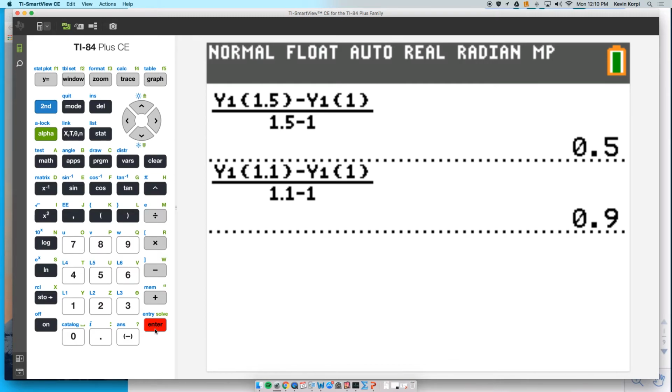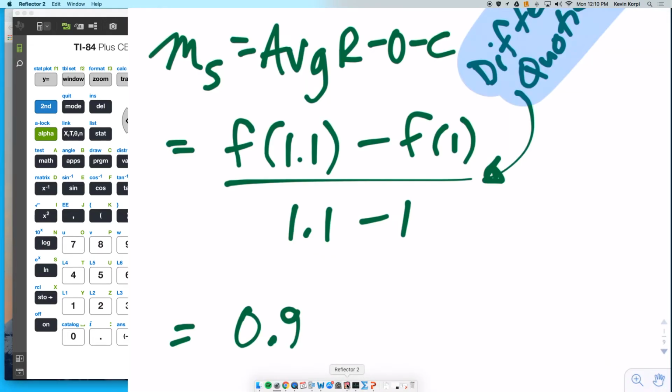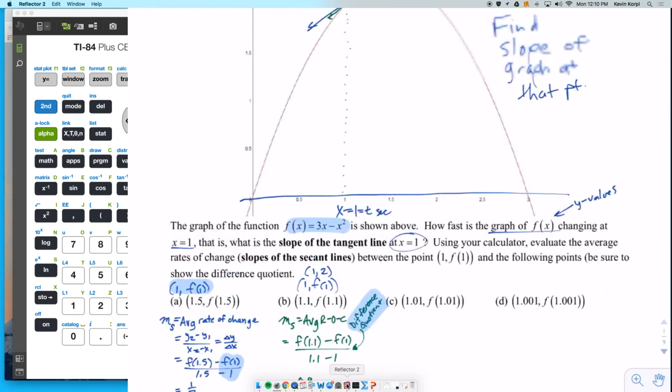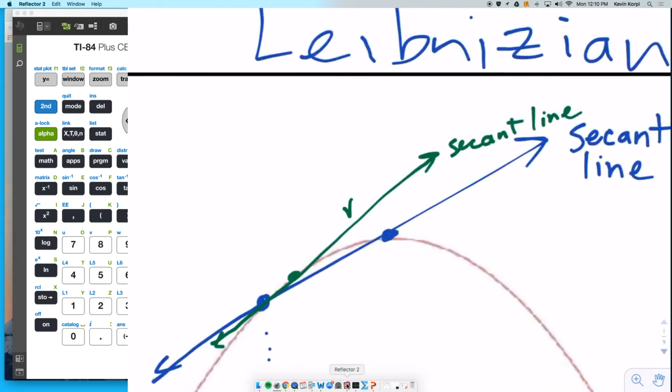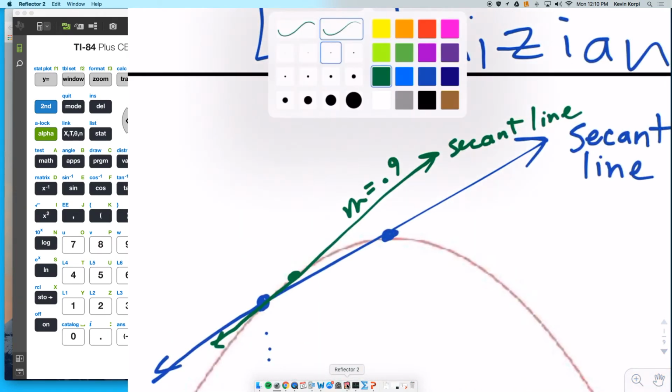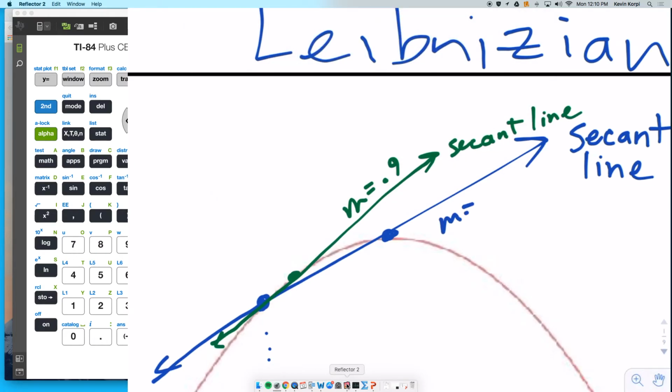So interpreting that then, of course, that is the slope of this green line, let's go ahead and write it on there. M is equal to 0.9. The other one was equal to 0.5. So is it reasonable that the slopes appear to be increasing? As we slide the point on the right back closer and closer to the one we're interested in, the line's getting steeper. So the slope is increasing.